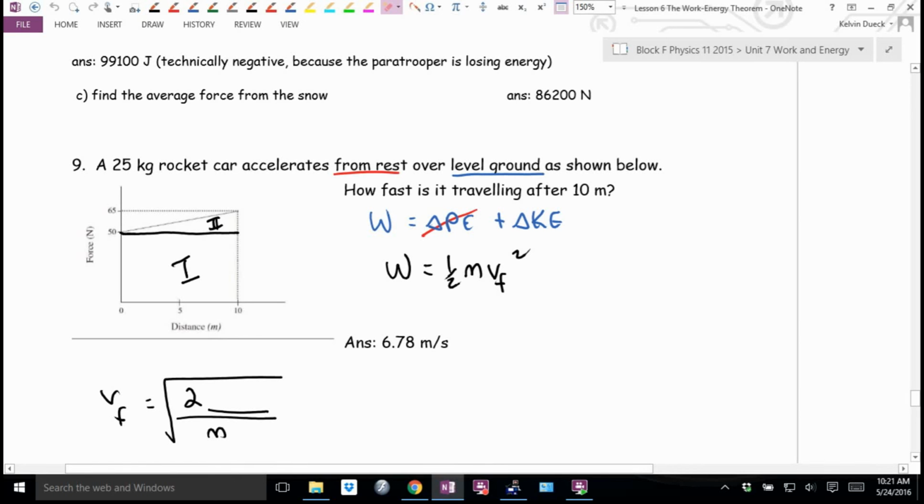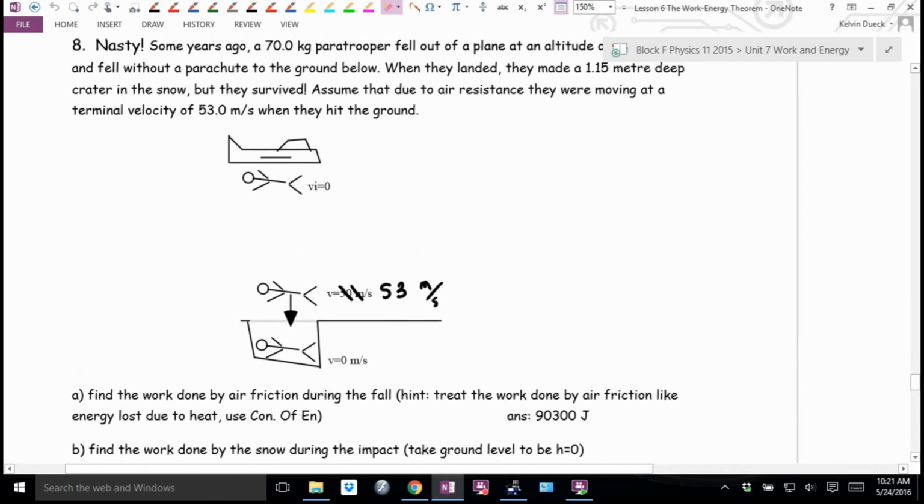And hopefully I didn't make a mistake on this answer key, but who knows? I was doing these in a rush. Is that okay? Yeah. For 8? That's why it's nasty.